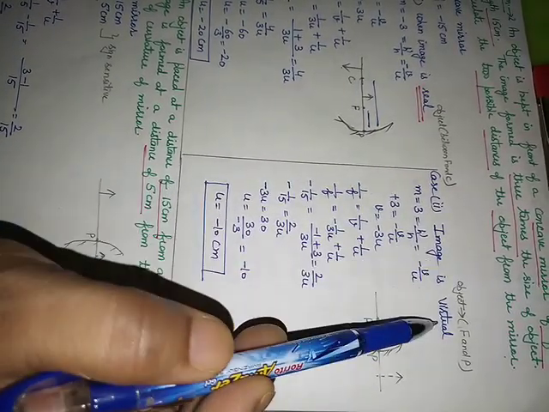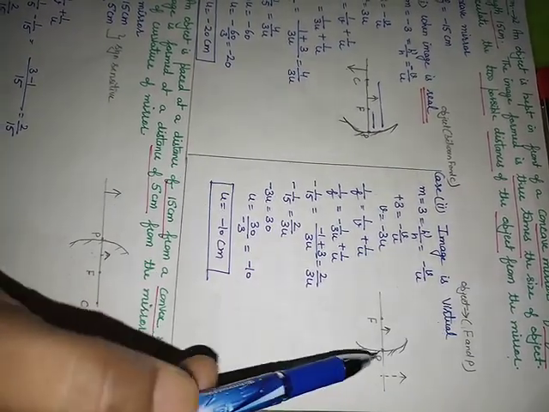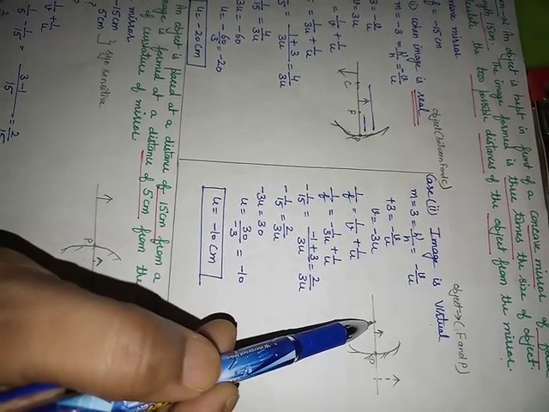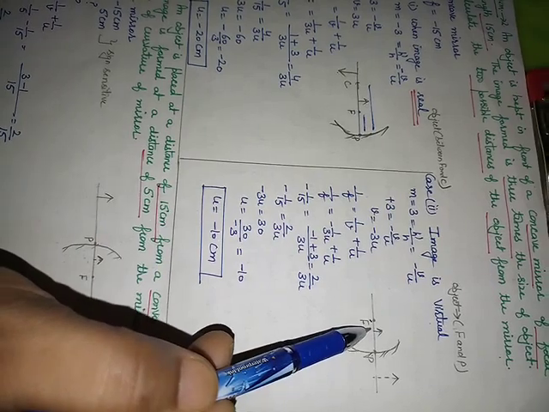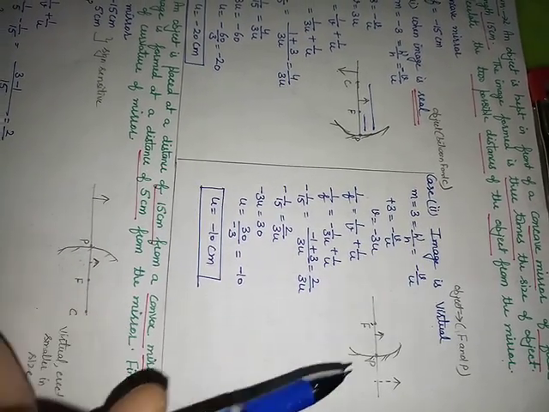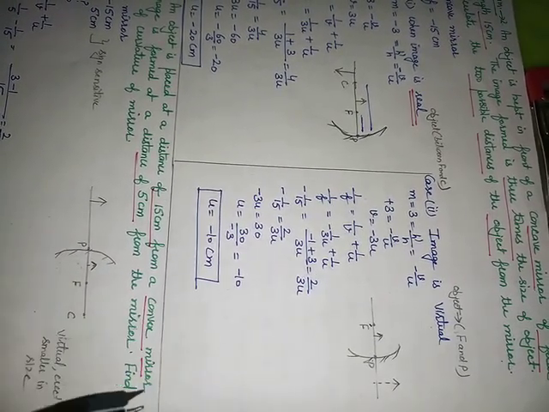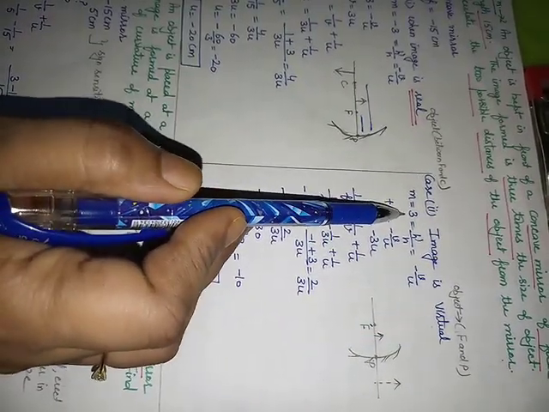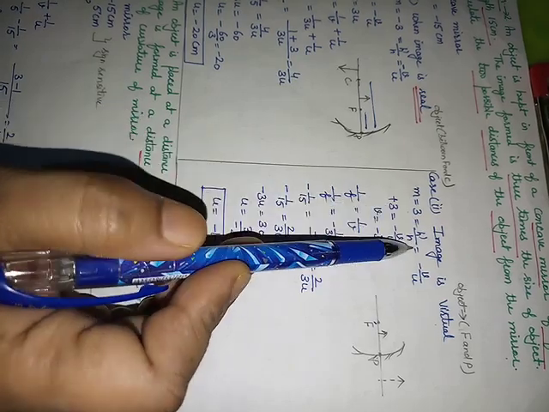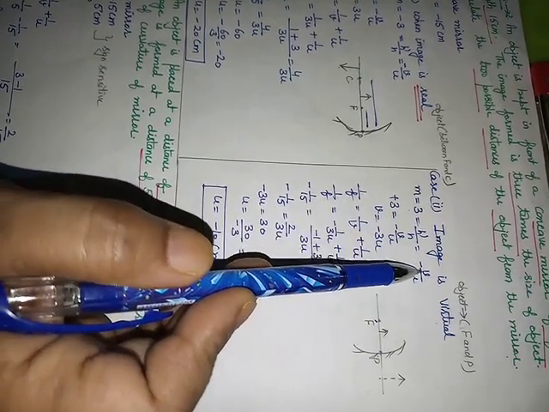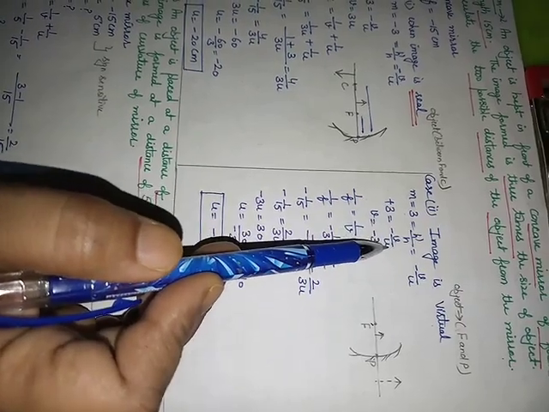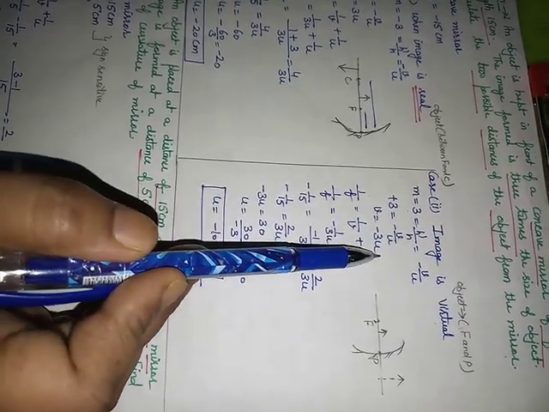image, if it is virtual, then object should be between P and F. It means our answer should be with a negative sign, but its magnitude should be less than 15 centimeter. Let us solve this numerical. For virtual image, m will come with positive sign. M is equal to 3. That is h dash upon h is equal to minus v upon u. 3 will be equal to minus v upon u. So v is coming minus 3u.